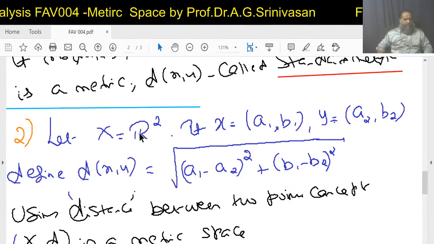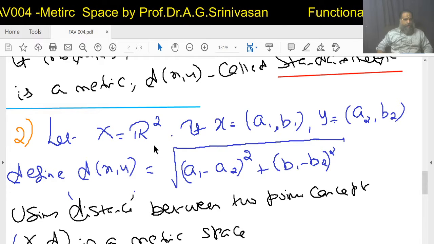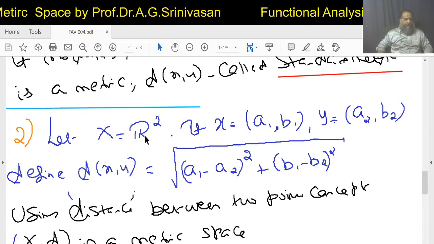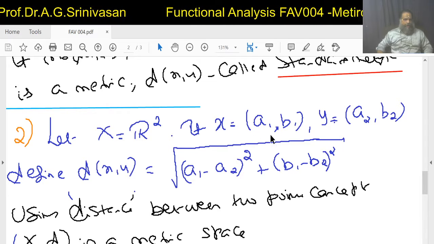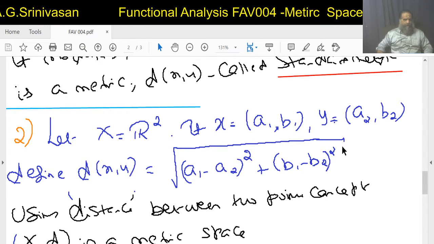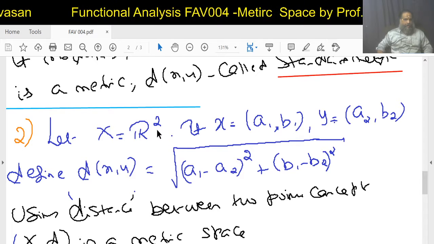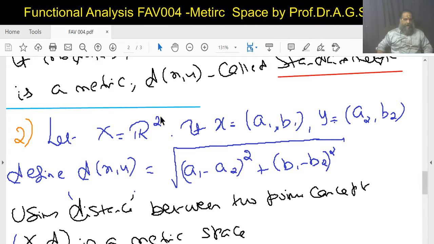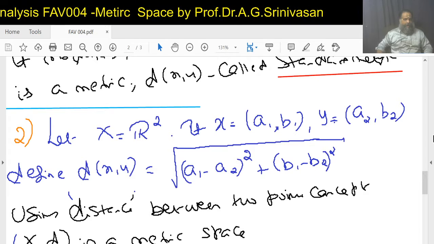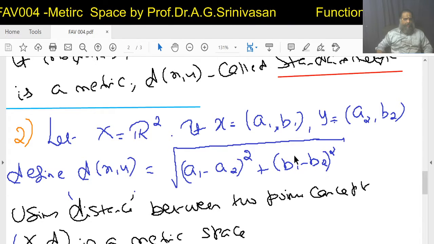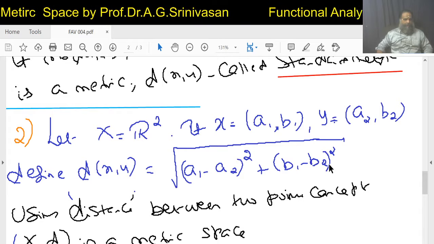Example 2: X is equal to R2. R2 is the Cartesian product of R with itself, called a Euclidean space, where x equals (a1, b1) and y equals (a2, b2), where a1, b1, a2, b2 are in R. We define d(x,y) as the square root of (a1 minus a2) the whole square plus (b1 minus b2) the whole square.